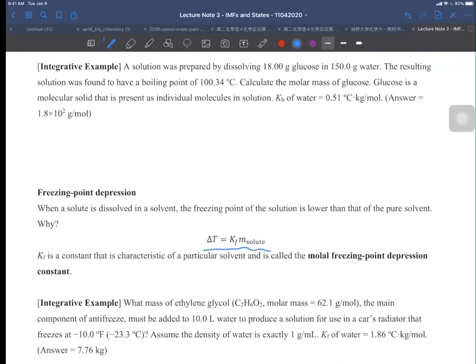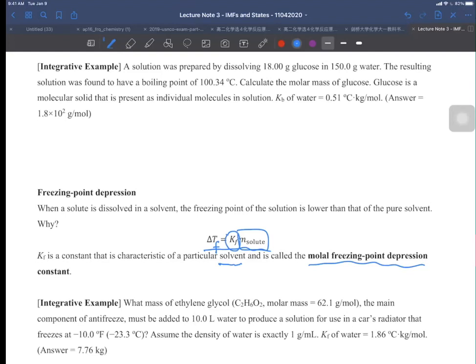So similarly, we also have an equation: delta T of the freezing point, or we can say the depression of the freezing point, is proportional to the molality of the solute. And there is also a constant called Kf. This is also characteristic to the solvent. When the molality is 1 m, then the delta Tf equals Kf, right? So quite similar to the boiling point elevation.